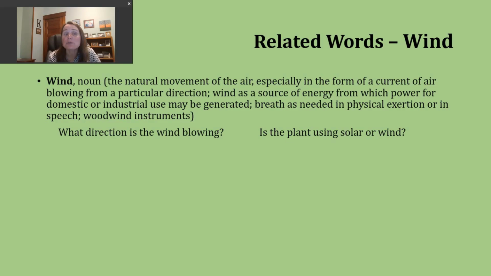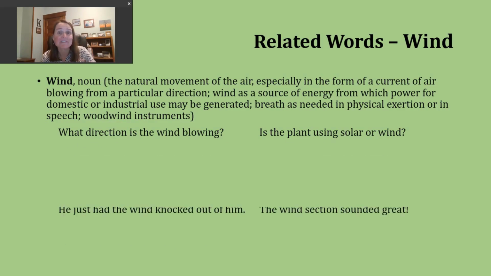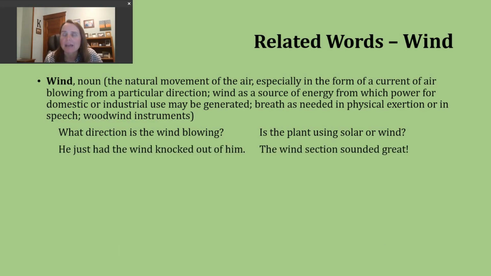Another way to use the noun wind is to talk about breath as it's needed for physical exertion or perhaps even in speech. So an example of this might be, he just had the wind knocked out of him. So this is going to go back to that first definition of our verb where we talked about a blow to the stomach, right? So something hit him and created that sort of short-term difficulty breathing.